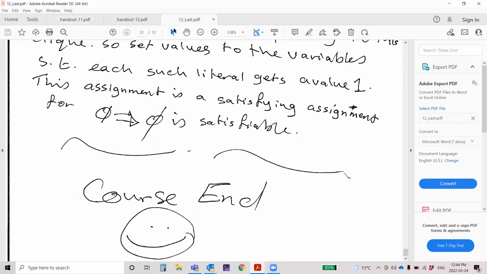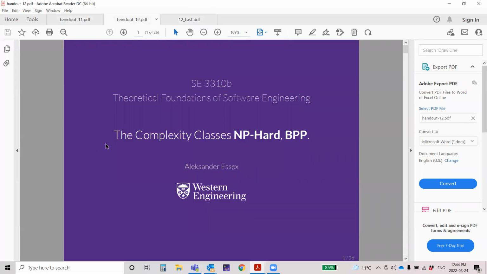So today, let's continue with handout 2, whatever we can. Then on Wednesday, we'll complete handout 12. Then we'll go to the class note. At that time, we'll be done with our course material. The complexity classes NP hard and BPP.